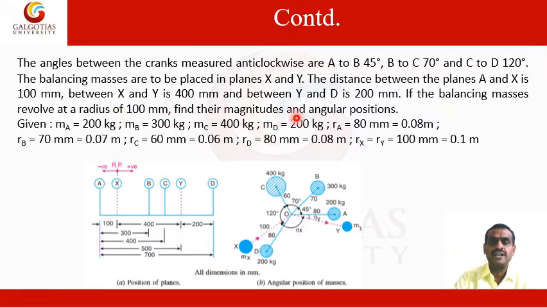We have to find the magnitude and angular position of the balancing masses. From this problem, we know the values: MA equal to 200 kg, MB equal to 300 kg, MC equal to 400 kg, MD equal to 200 kg, RA equal to 0.08 m, RB equal to 0.07 m, RC equal to 0.06 m, RD equal to 0.08 m, and Rx equal to Ry equal to 0.1 m. So these are the given data.